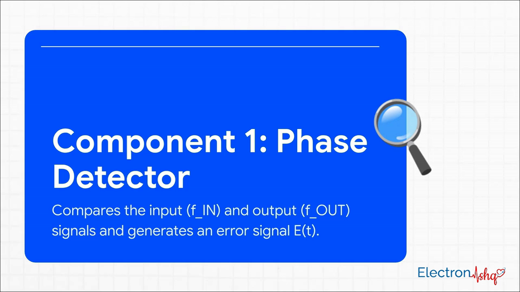So where does it all begin? Right here, with the phase detector. Now, don't let the name intimidate you. This block is basically just a multiplier. It takes the original input signal and compares it with the output signal that's been fed back from the end of the loop. And what it spits out is an error signal, which we'll call e(t). This signal represents the difference, the mismatch, in phase and frequency between the two.